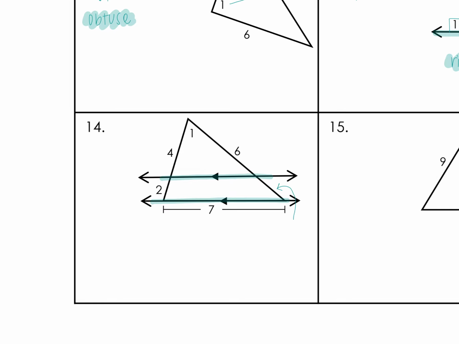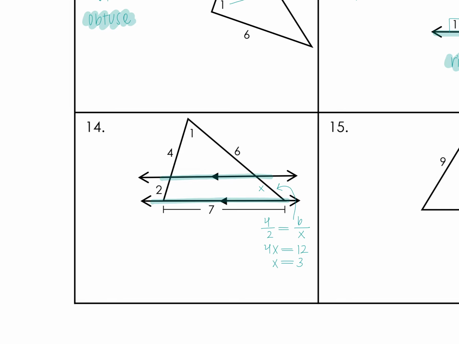Okay, so I'm going to use that side splitter theorem. So I'm going to have 4 over 2 is equal to 6 over, and I'm going to just let this be x. And then I'll cross multiply. So I'll get that 4x is going to be equal to 12. Therefore, my x is equal to 3.